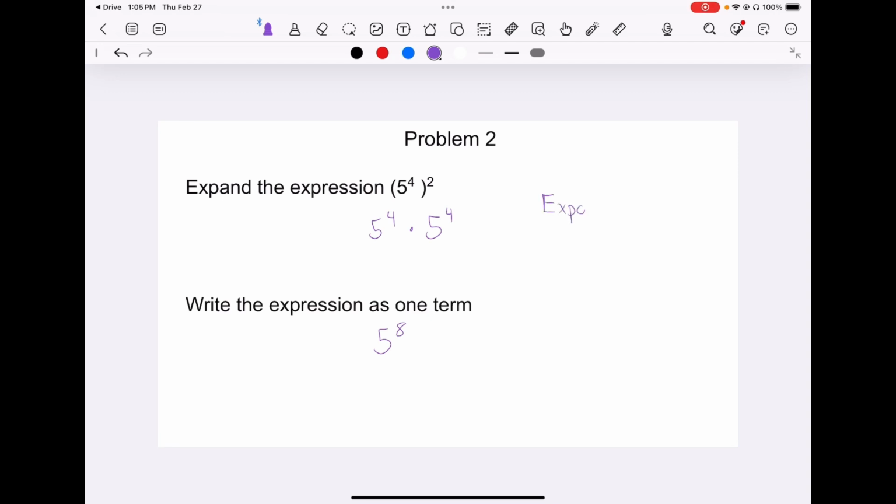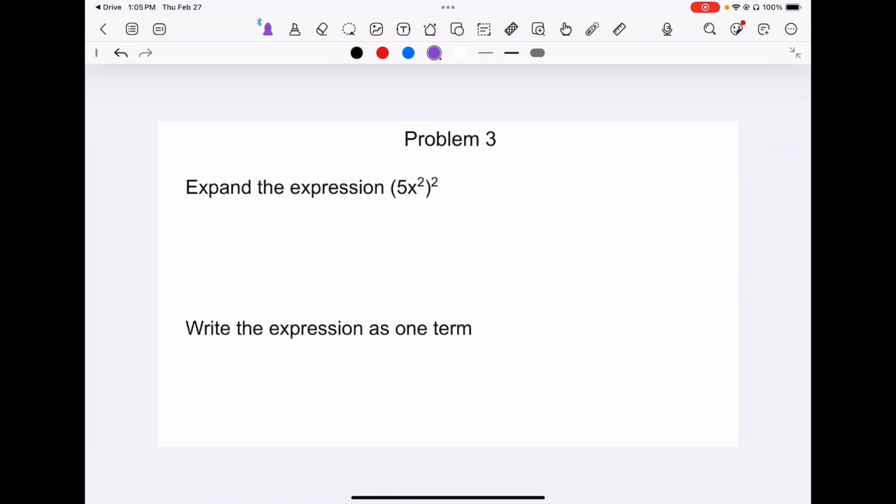From the beginning, we could have just simplified this because we have an exponent raised to an exponent. And when we have that, we would multiply the exponents. So 4 times 2 is 8.